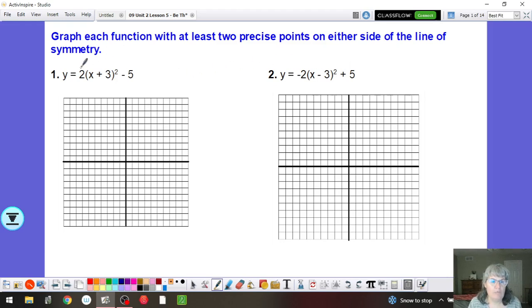The first example, we have y equals 2 times (x plus 3) squared minus 5. First thing you want to do is identify your vertex. Remember, when it's in parentheses, this x plus 3, that means our vertex is actually going to be negative 3, and then the minus 5 that we have on the end. Our graph is going to be 3 to the left and 3 down. If we look at this equation, we see that we have a stretch by factor of 2.